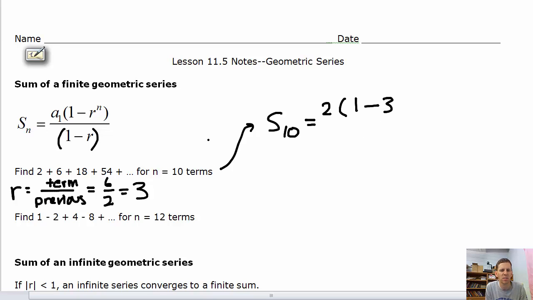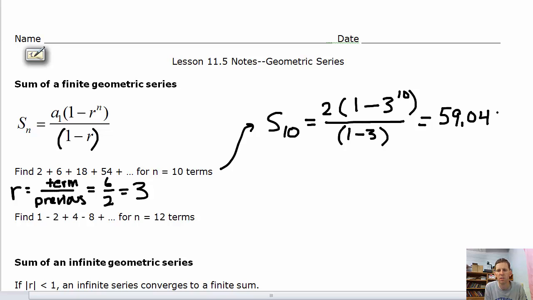n again is 10. It's the same subscript that we had earlier. And this is going to be divided by 1 minus r, or 1 minus 3. If you type this in your calculator, it's very important that you put this in parentheses. When you crunch out what this is equal to, you'd actually get 59,048. And that would be the sum of the first 10 terms in this series, starting with 2 plus 6 plus 18 plus 54, and continuing multiplying the previous term by 3 until you get 10 terms.